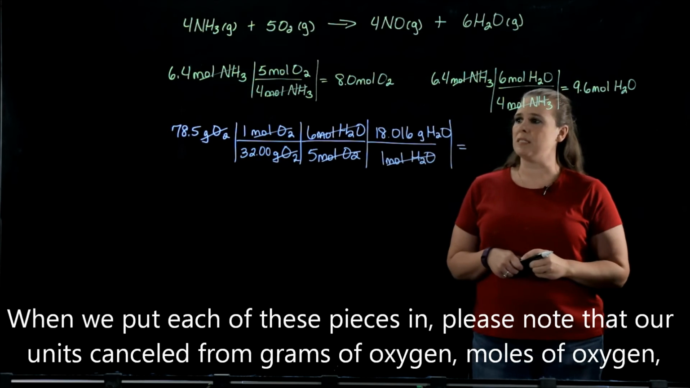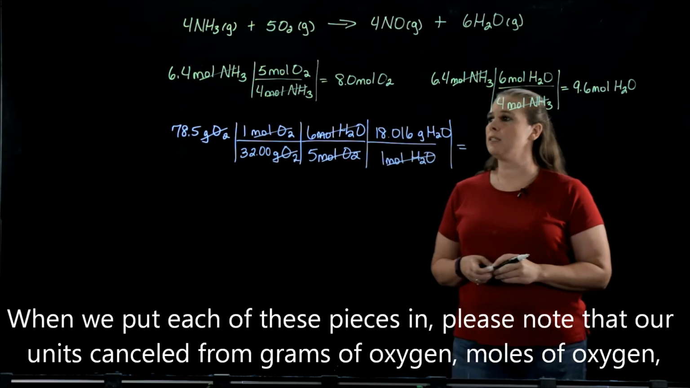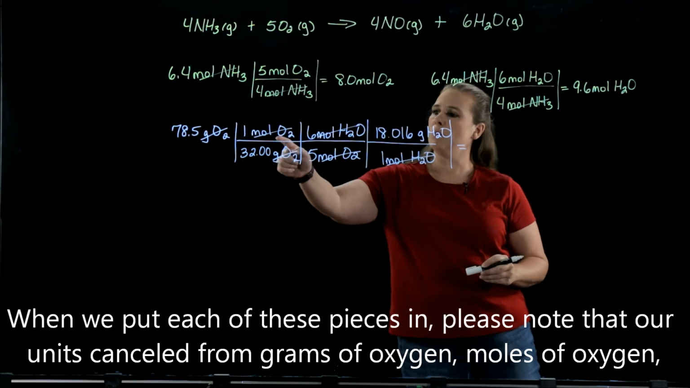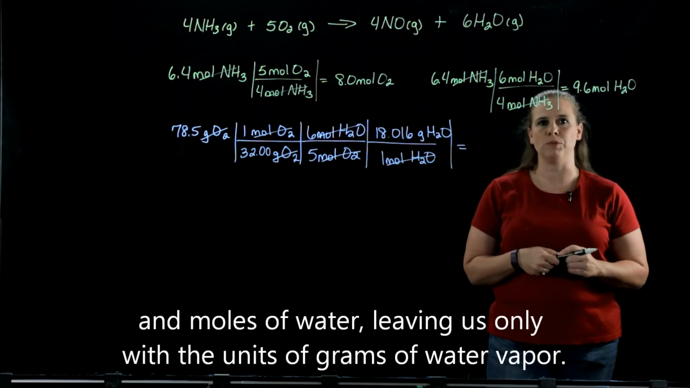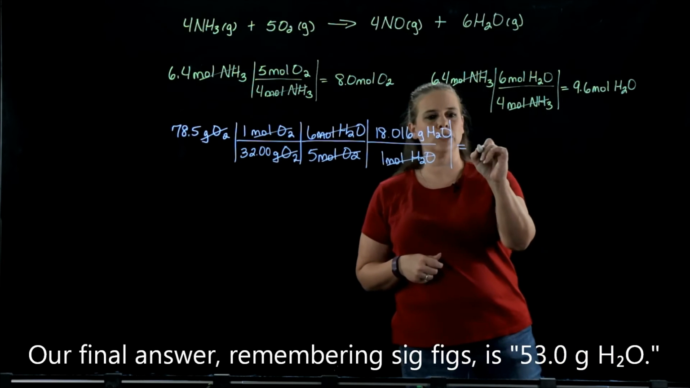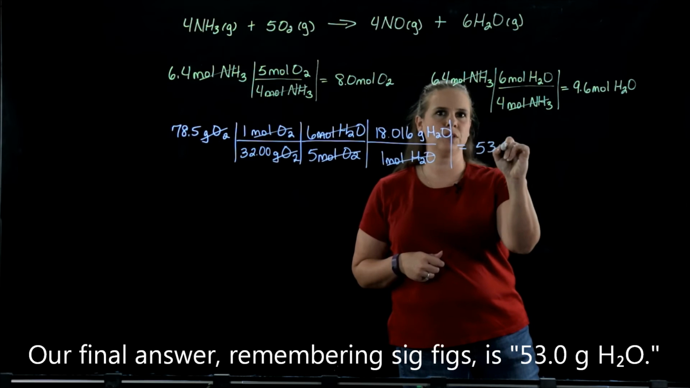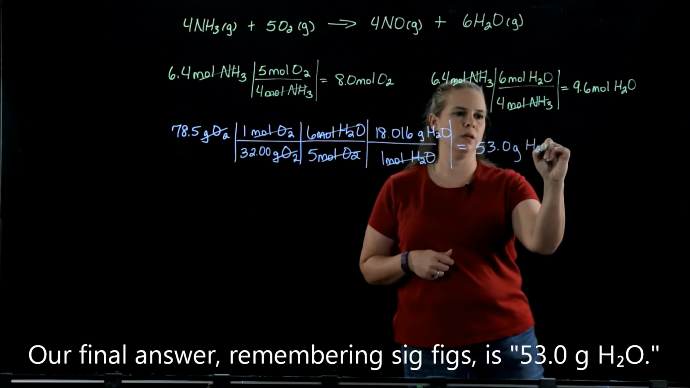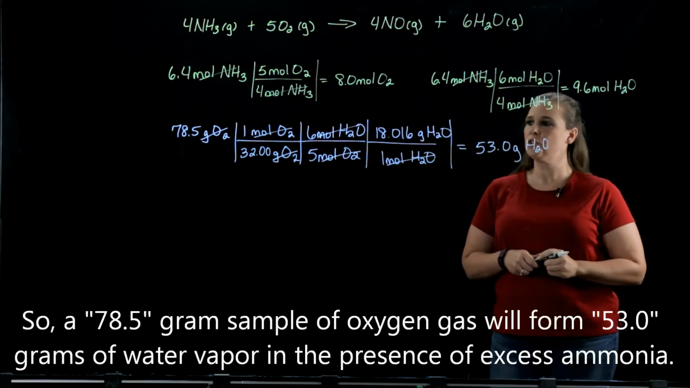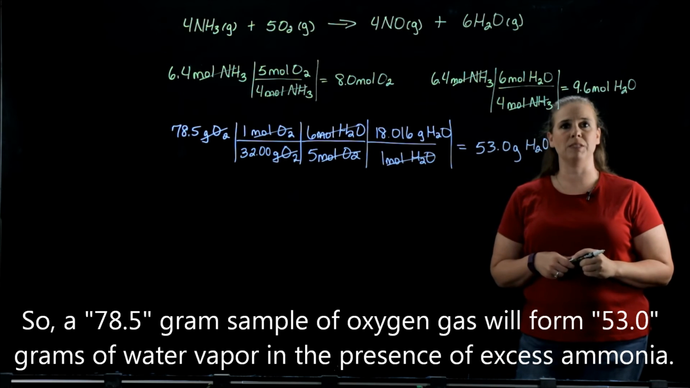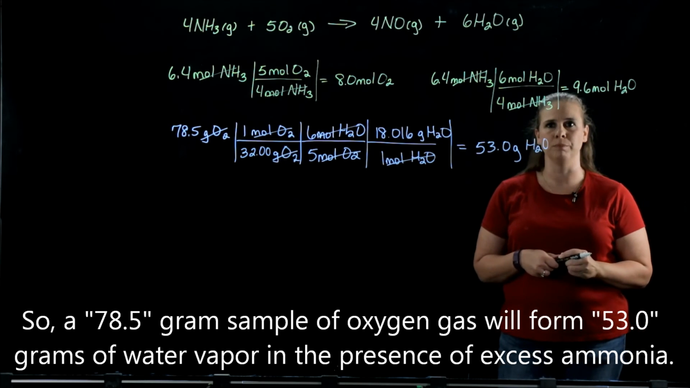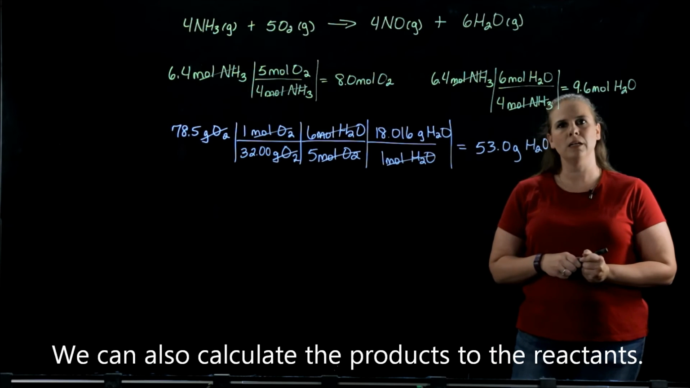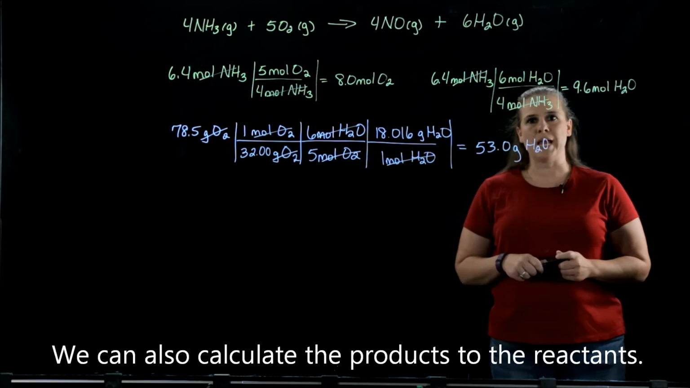When we put each of these pieces in, please note that our units canceled from grams of oxygen, moles of oxygen, and moles of water, leaving us only with the units of grams of water vapor. Our final answer, remembering sig figs, is 53.0 grams of H2O. So, a 78.5 gram sample of oxygen gas will form 53.0 grams of water vapor in the presence of excess ammonia. We can also calculate the products to the reactants.